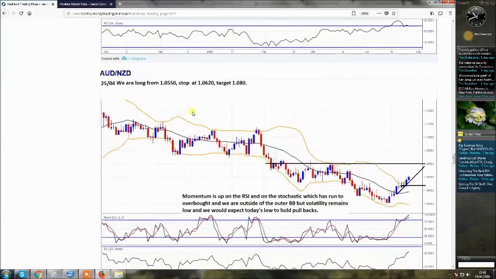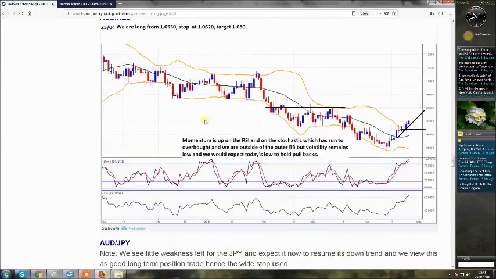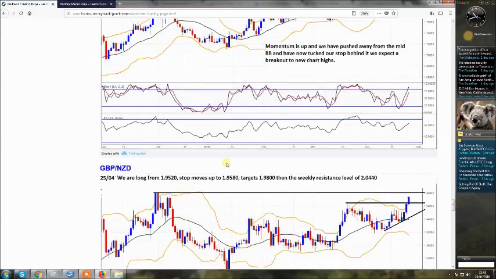AUD NZD is another. NZD, basically sell it and buy the AUD. She's gone up quite nicely. And yeah, I just feel, in terms of the NZD, let me show you another one.